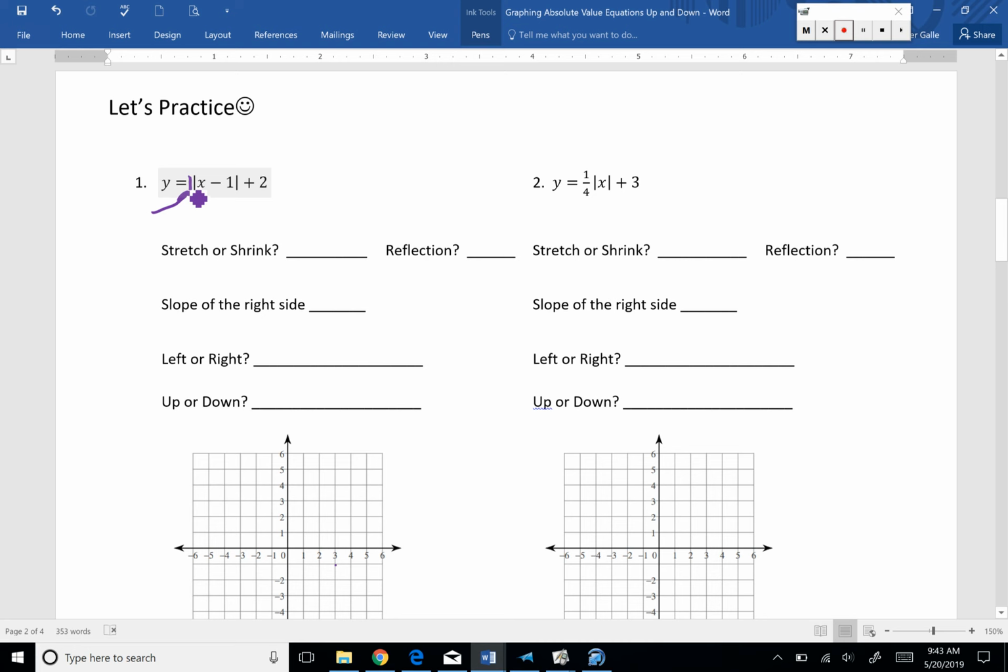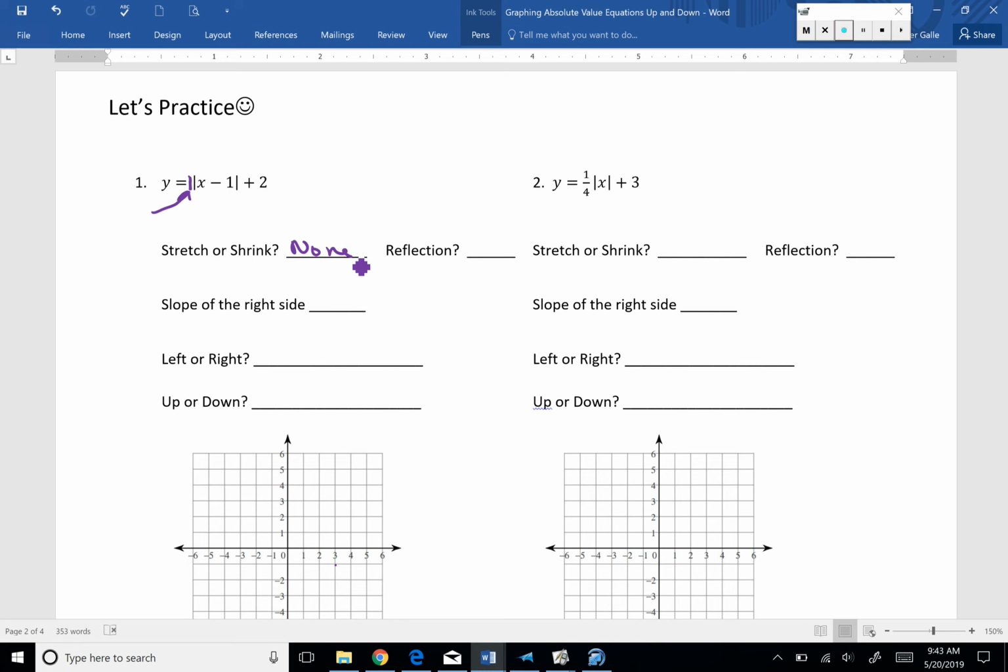So that 1, stretch or shrink, well, it's not bigger than 1. It's not between 0 and 1. So stretch or shrink, there's none. Or you could put no there if you want to. It doesn't stretch or shrink, and not every graph will.